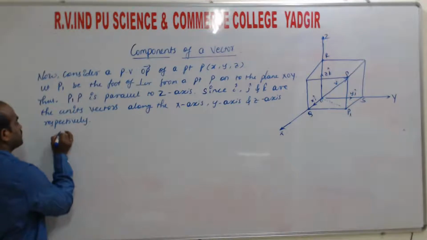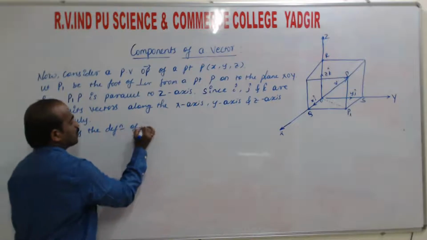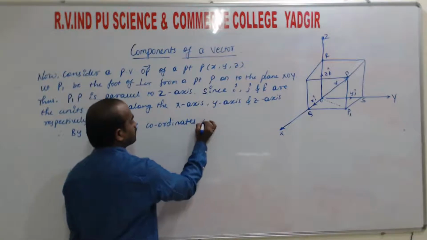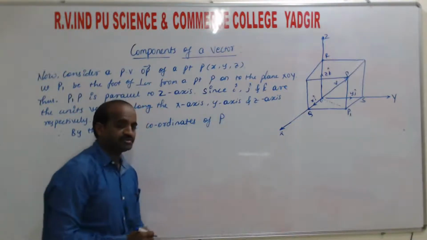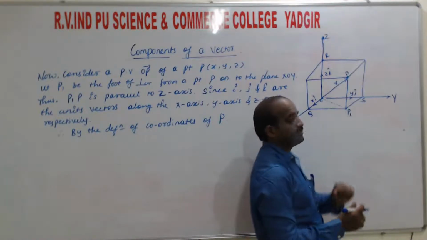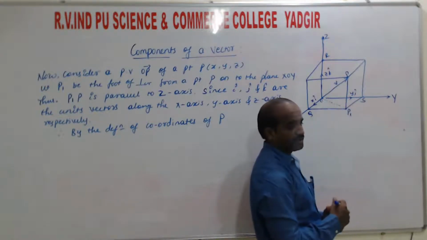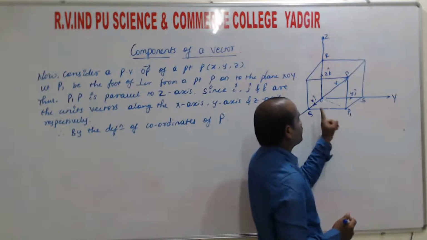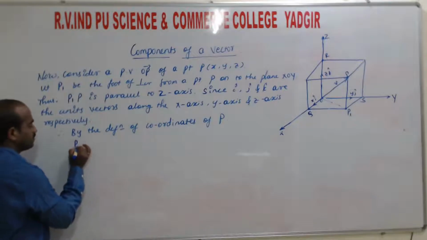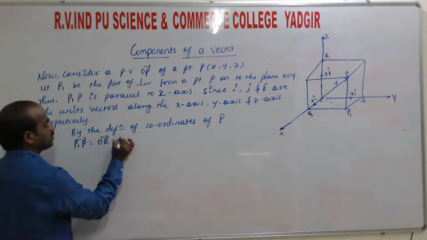Next, by the definition of coordinates of P, first we take the OP vector. We want OP equal to OP1 plus P1P. I don't know OP1, so first we have to find OP1. Now P1P vector is equal to OR vector, which is equal to zk.